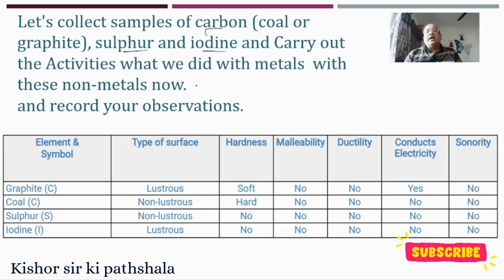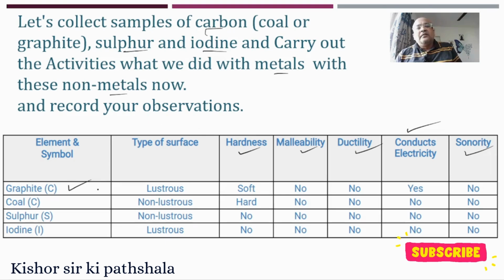We are going to carry out with the non-metals the activities we did for metals. Now, what activities did we carry out? If you remember, we checked the hardness, the malleability, the ductility, the electrical conductivity and the sonority for metals. The same things we are going to see for non-metals. So let's see for graphite.